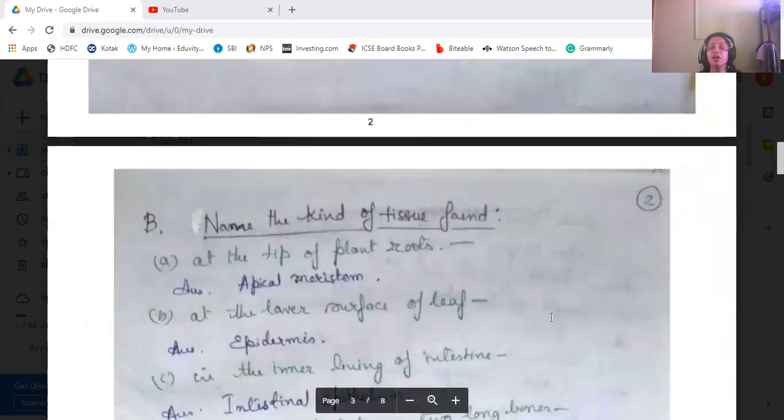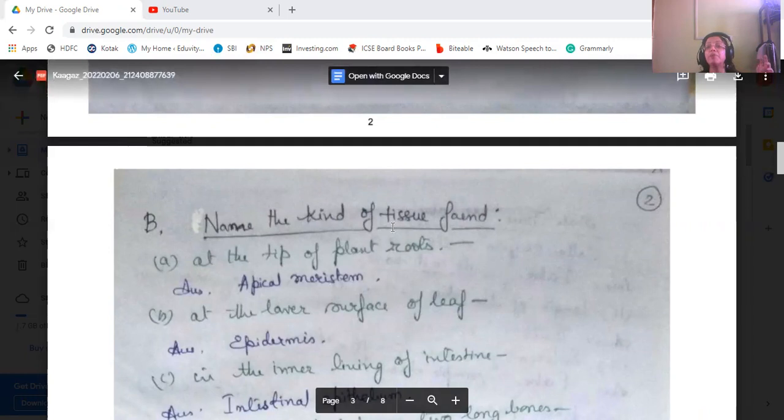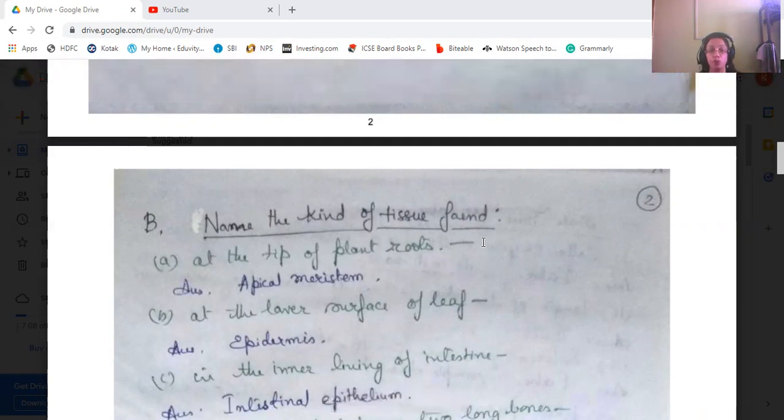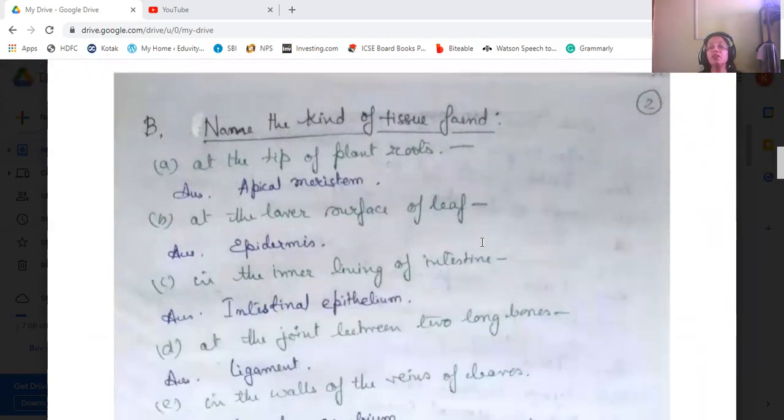Next is the second, B part of the question, that is name the kind of tissue found. Okay. What is the kind of tissue which is found at the tip of the plant roots and the plant stems? Yes, plant roots and plant stems. At the tip, it is the apical meristem tissue. Okay.